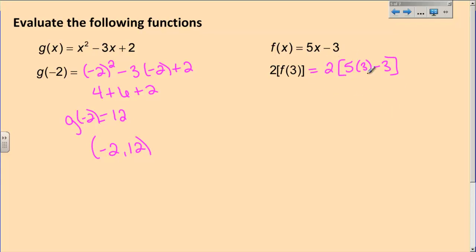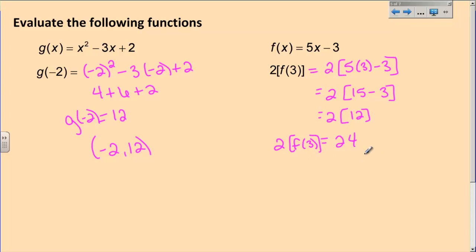Now, order of operations says I've got to work from the inside out. So I have 2 times, well, 5 times 3 is 15 minus 3. And then I still have brackets. 15 minus 3 is 12. And 12 times 2 is 24. So 2 times the function at f of 3 is 24.